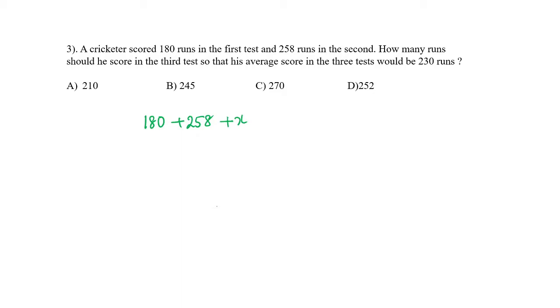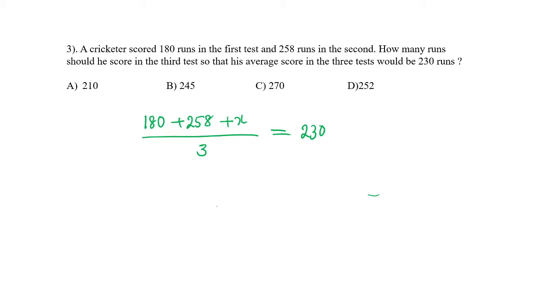Finally, in this question, they have given the average. The average score in the three tests would be 230. Average means total divided by 3, because 3 tests are there. So total by 3 equals the average, 230 runs.